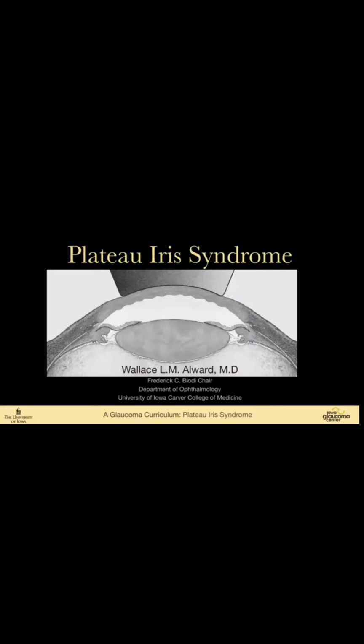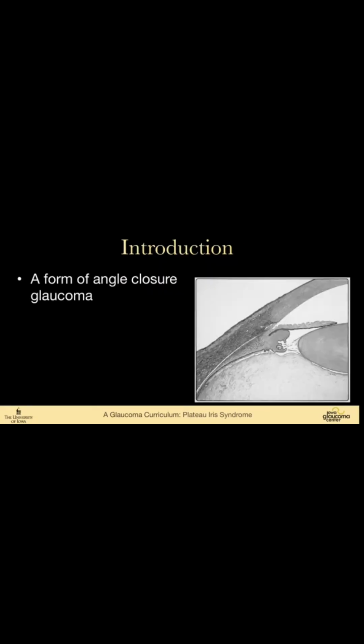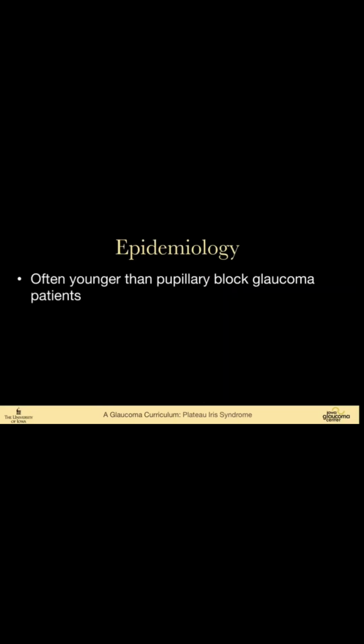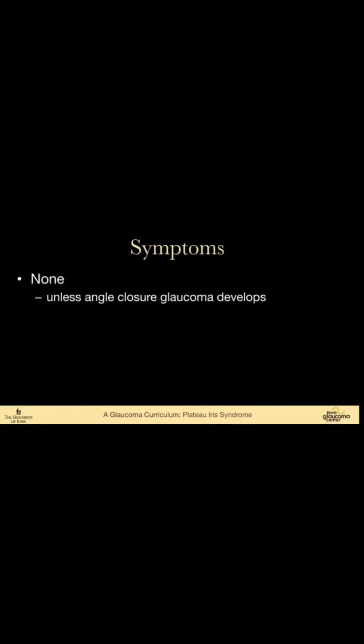We're going to talk about Plateau iris syndrome, a form of angle closure glaucoma that's caused by an abnormally anterior ciliary body. So you can see in the picture on the right, this ciliary body that's holding the iris up towards the trabecular meshwork. This often occurs in people younger than the usual pupillary block glaucoma patients.